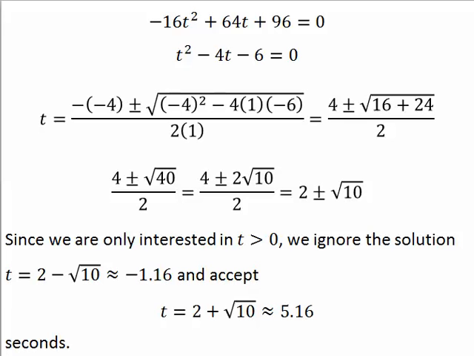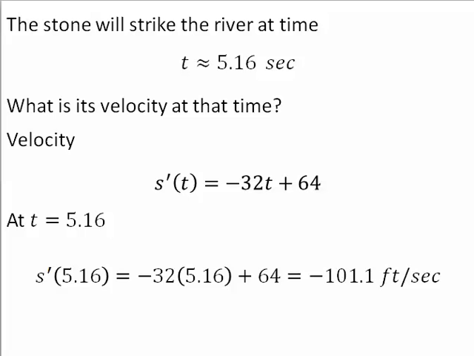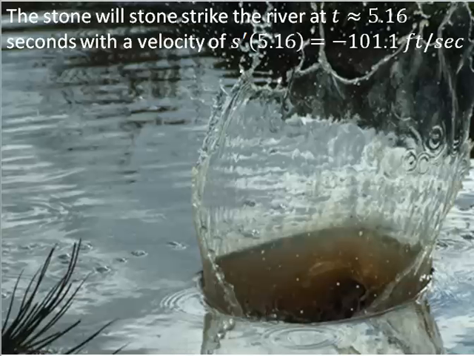So at time 5.16, a little bit after 5 seconds, the stone will hit the river, and it will do so with a velocity. Well, let's find out what velocity. Put that time into our velocity function, and I get negative 101.1 feet per second. So the stone will strike the river at about 5 seconds with a velocity of about negative 100 feet per second.